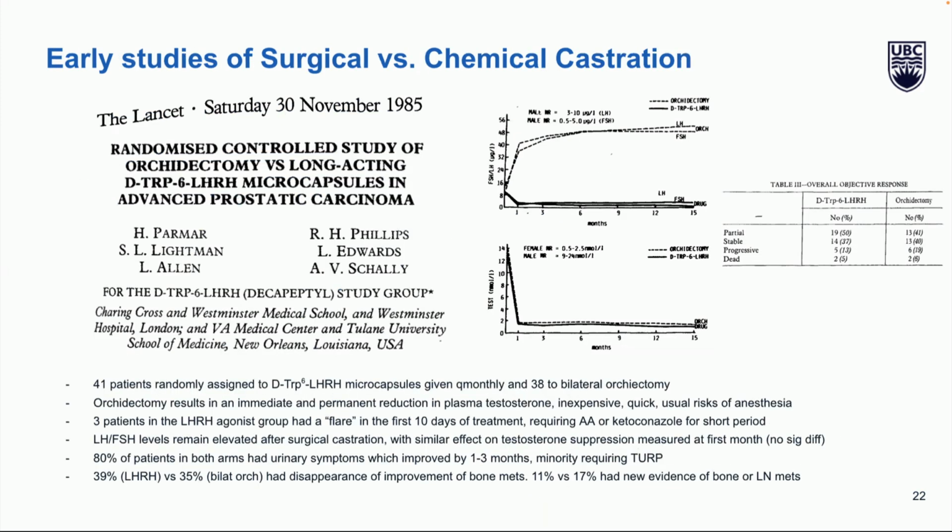So eventually this led to early studies to compare the outcomes of both surgical versus chemical castration in advanced prostate adenocarcinoma. This was reported here in The Lancet in 1985. Both surgical orchiectomy and LHRH agonist microcapsules showed efficacy for castration and both clinical improvement in symptoms in their randomized trial setting with only 41 patients.